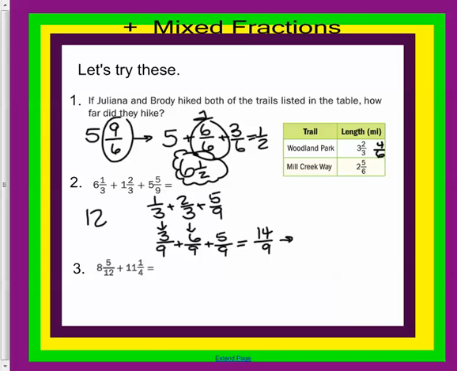But if you didn't, take a look here. 14/9 is really 9/9 plus 5/9. So this is a whole, which means I add it to my 12, and I get 13. 13 and 5/9.